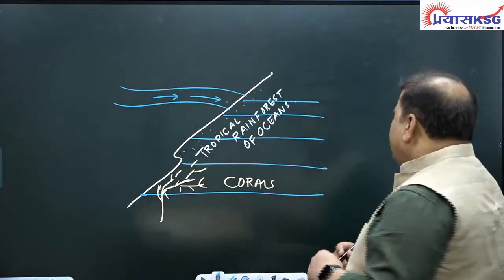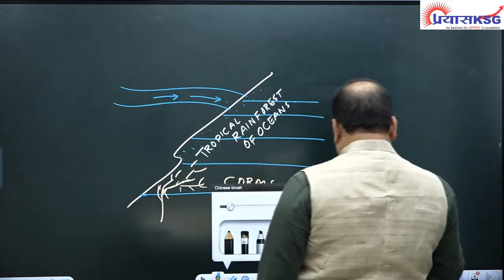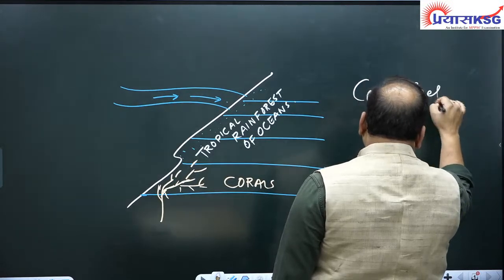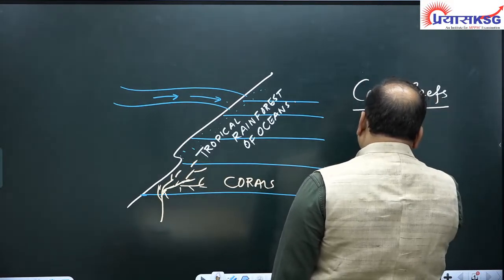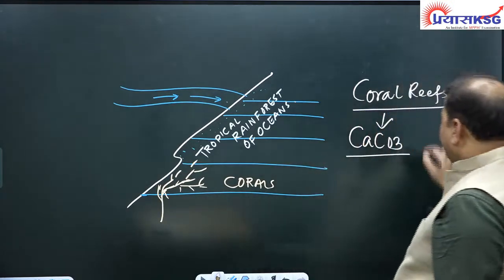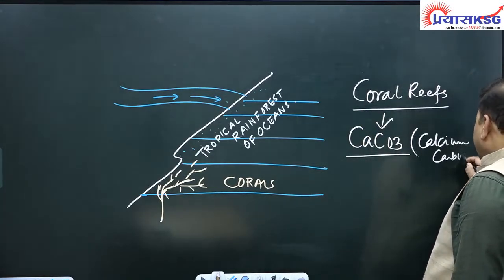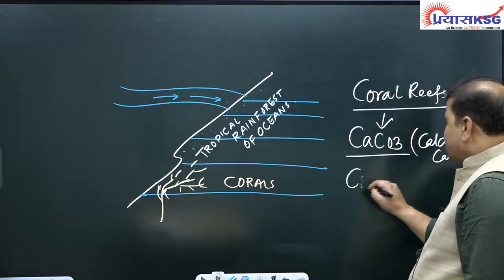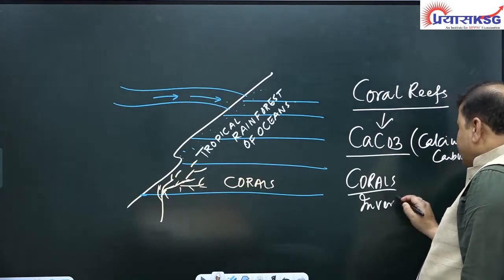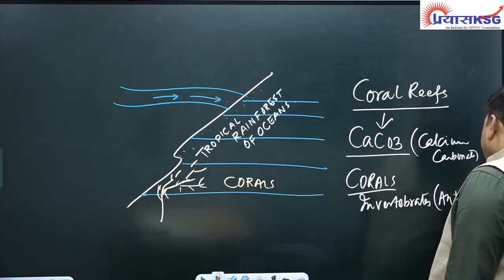But suppose an objective type question also asks what coral reefs are basically. So coral reefs are what? Coral reefs are deposition of calcium carbonate. Clear? Calcium carbonate. Reefs are nothing but deposition of calcium carbonate. And if they ask what are corals? Corals are invertebrates. So they are marine organisms, invertebrates which belong to the class Anthozoa.